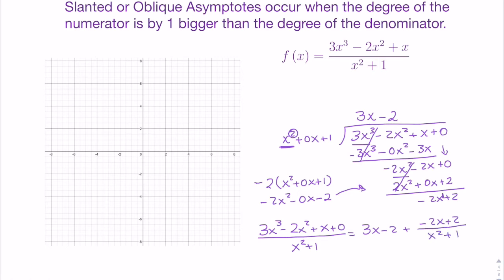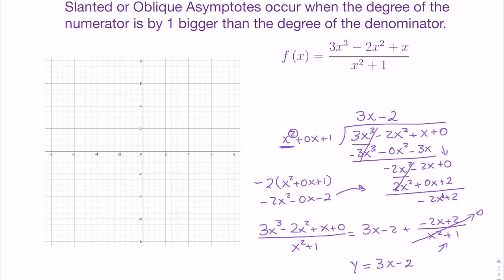We're looking at end behavior, so we're looking at big values of x. Notice that this term here has the degree of the denominator bigger than the degree of the numerator, and that's always going to happen because it's a division. So for big values of x, this approaches 0. Thus, the oblique asymptote is y equals 3x minus 2.